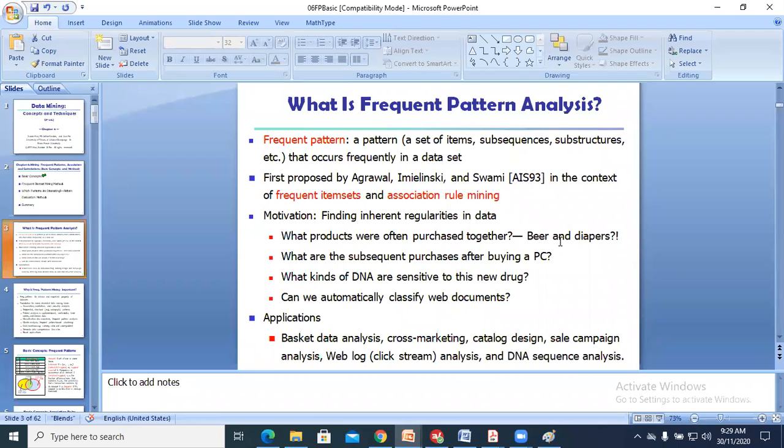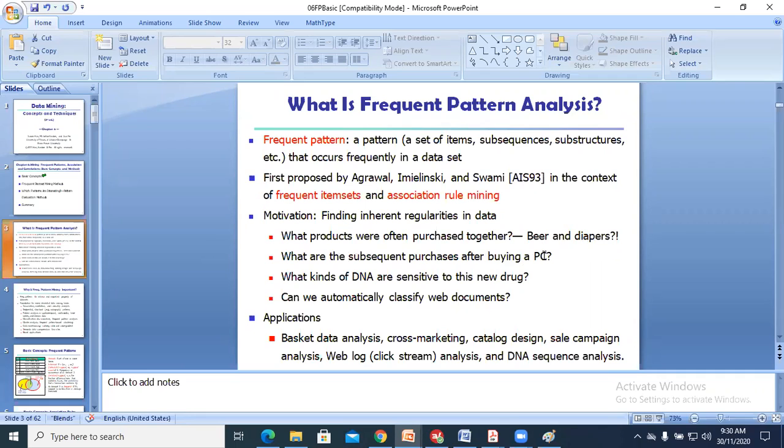For example, you have seen that beer and diapers are usually purchased together. So that is a frequent pattern. What are the subsequent purchases after buying a PC? So a frequent subsequence is which product you will buy after the purchase of the PC.